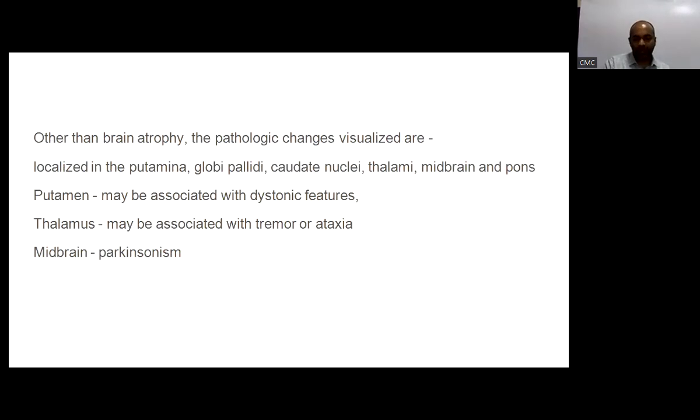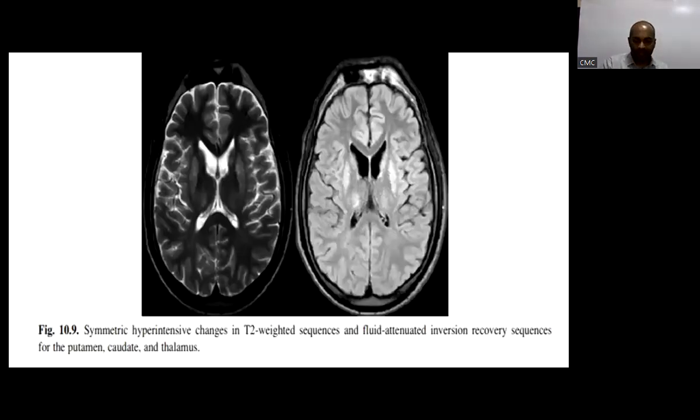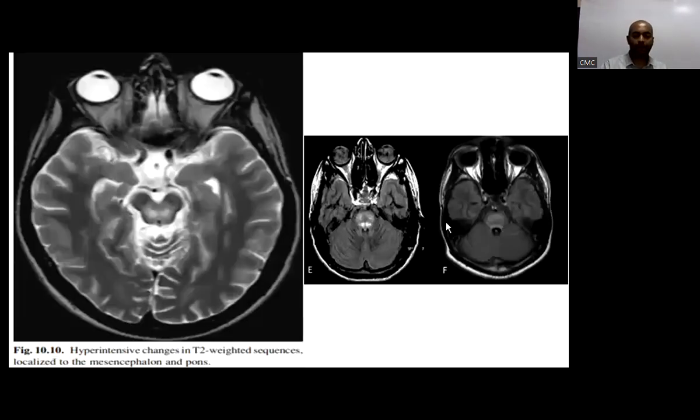As we saw in the pathology, the MRI changes are also localized to the basal ganglia, putamen, globus pallidus, caudate, thalamus, midbrain, pons. Putamen changes may be associated with dystonic features. Thalamic changes may be associated with tremor, ataxia. Changes may be associated with Parkinsonism. So this is the classical T2 hyperintense changes seen in the putamen, caudate, and the thalamus. Also midbrain, pons.